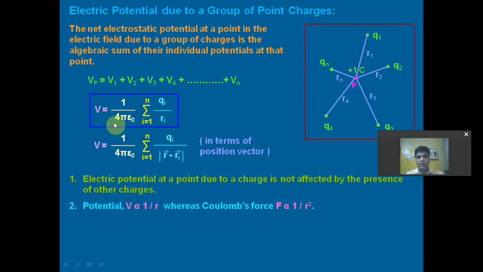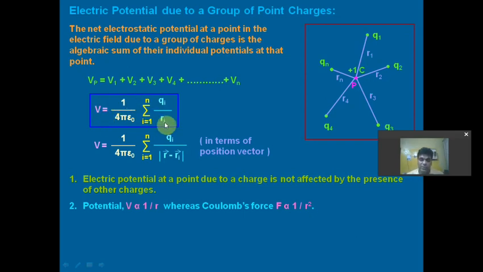So V is equal to 1 by 4 pi epsilon naught summation i is equal to 1 to n Qi by Ri. That means V is equal to 1 by 4 pi epsilon naught summation. If we put this value in terms of position vector, we have r vector minus ri vector. So we can represent this electrical potential in terms of position vector. So here we have concluded that electrical potential V is proportional to 1 by R.